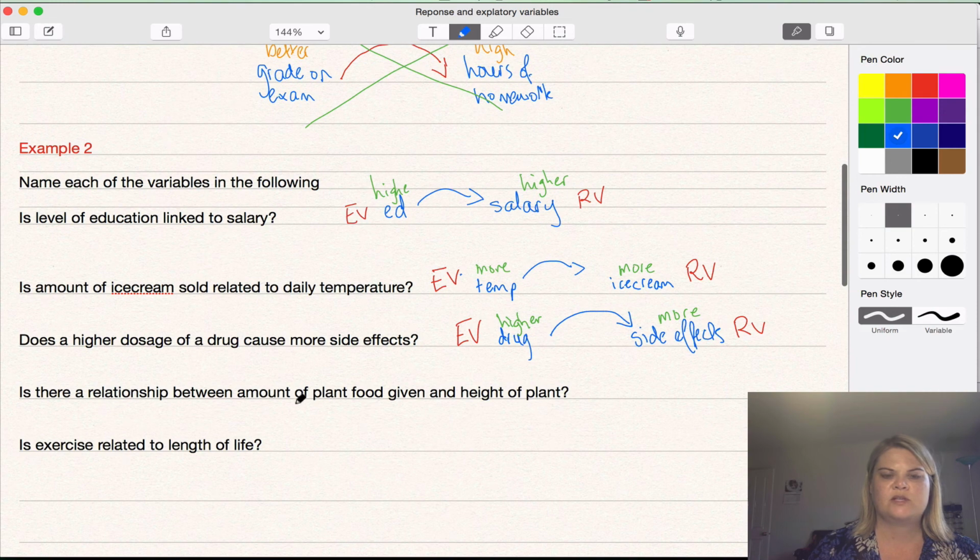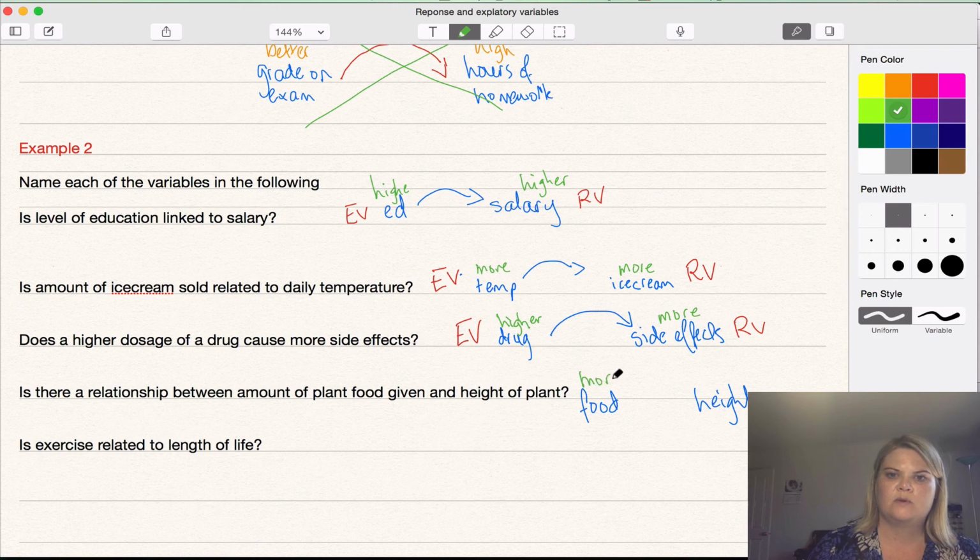Next example, relationship between amount of plant food given and height. So we could say more food makes a higher plant. More food causes a higher plant, seems to make sense. More height causes or explains more food? Doesn't fit. So the first one again.